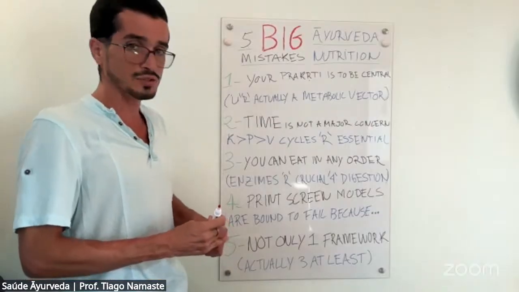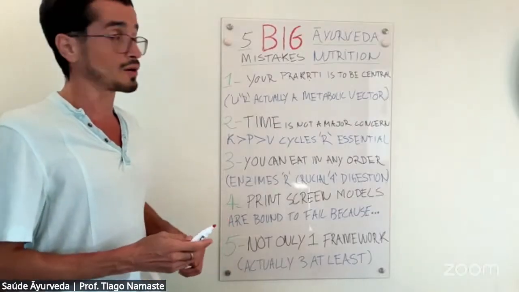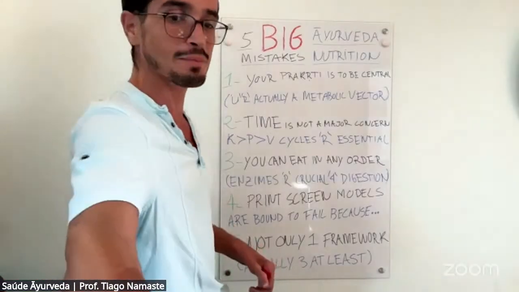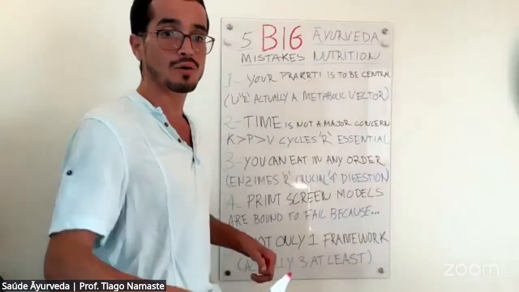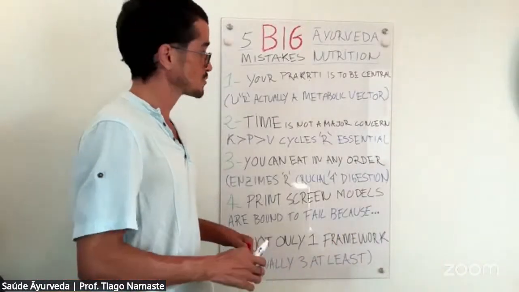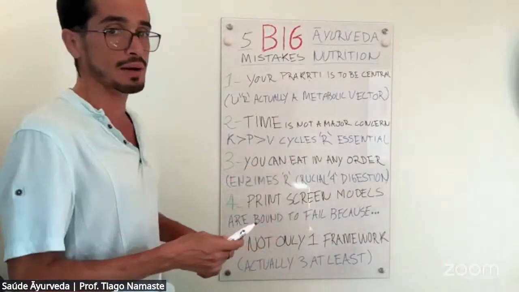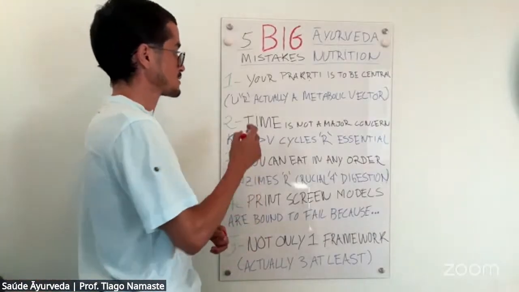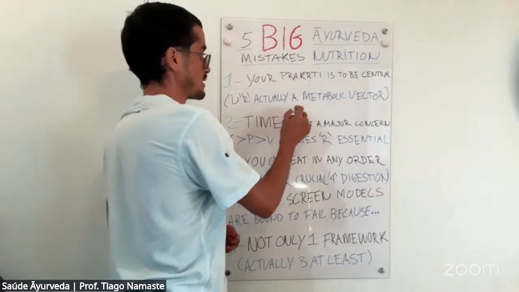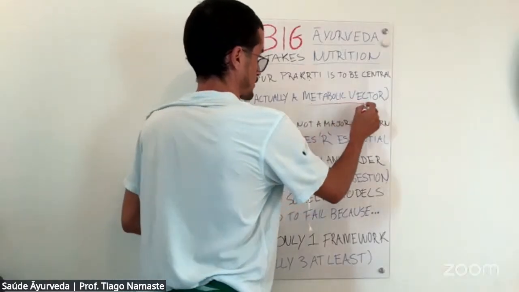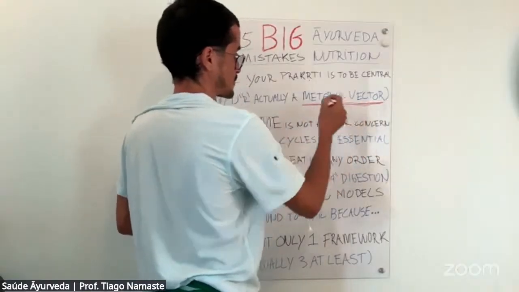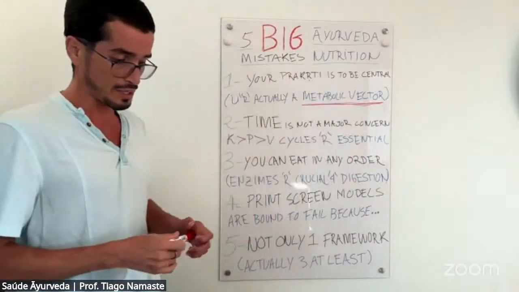The very first one is: you're not your dosha. That means that whether you're vata, pitta, or kapha is not going to be very important, because you are actually a metabolic vector. And what do I mean by this concept of metabolic vector?